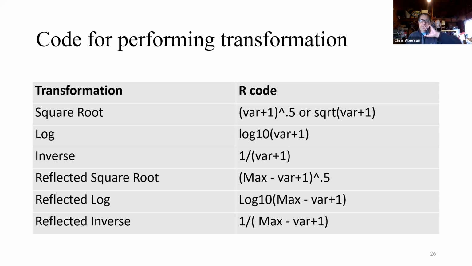One thing I want to note is the +1 here. The reason why I'm adding 1 is that some of these transformations, in particular the log and the inverse, do not work if you have variables that have zeros in them. So if you have zeros, you can add 1 so that you have non-zero values. Another issue there is when we have variables that have negative numbers, relatively rare. But if it were negative numbers, we'd want to add whatever number would get the smallest number up to 1.